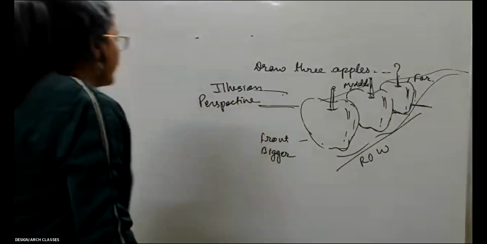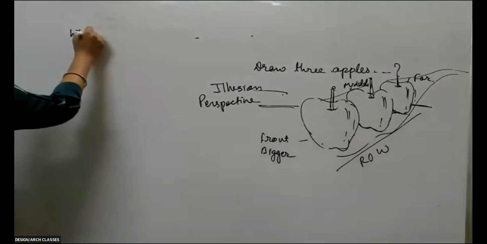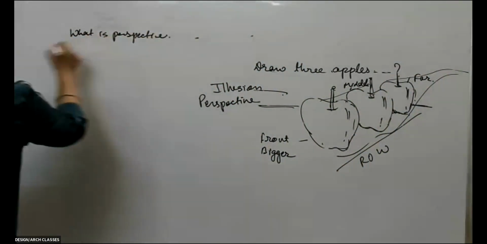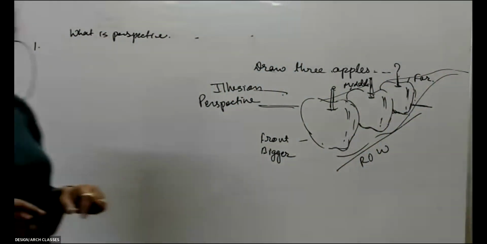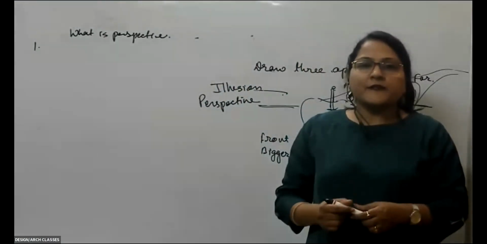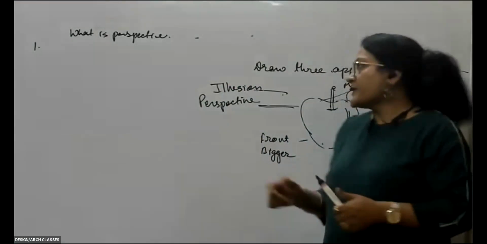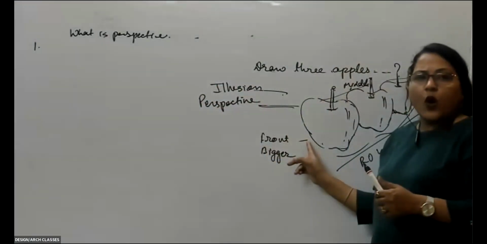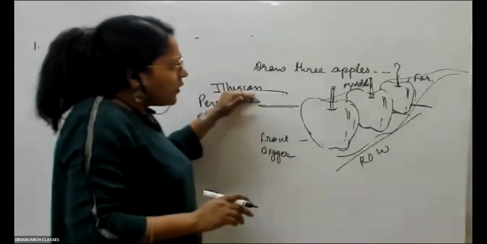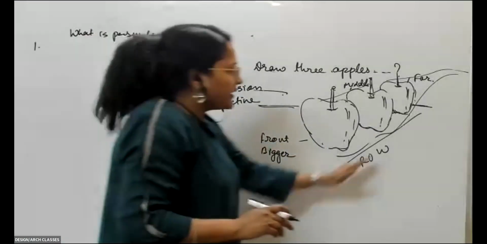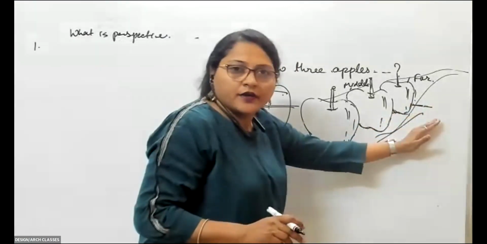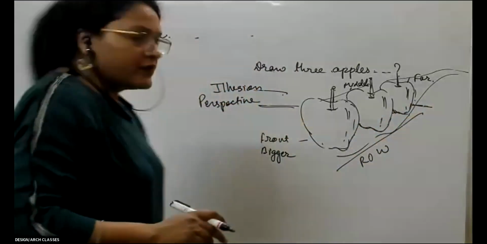So right, first, what is perspective? Please write. What is perspective? It is an illusion of, please write, perspective. Please write it. Perspective is an illusion of creating distance or depth in a picture plane. Did you write?